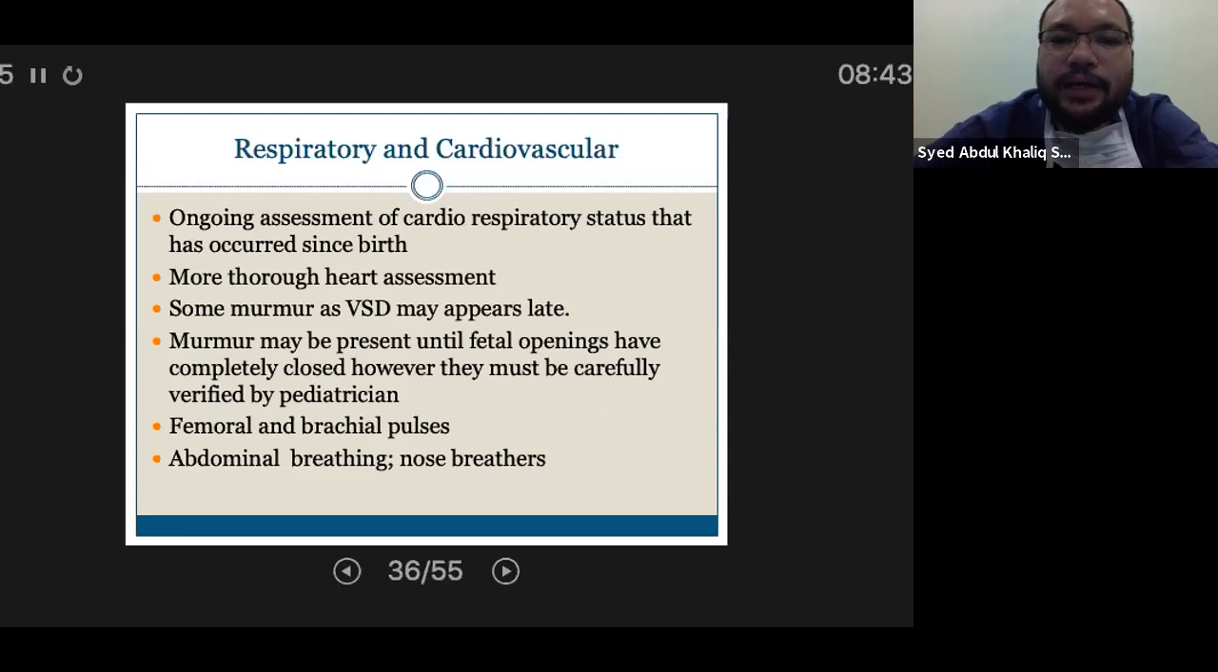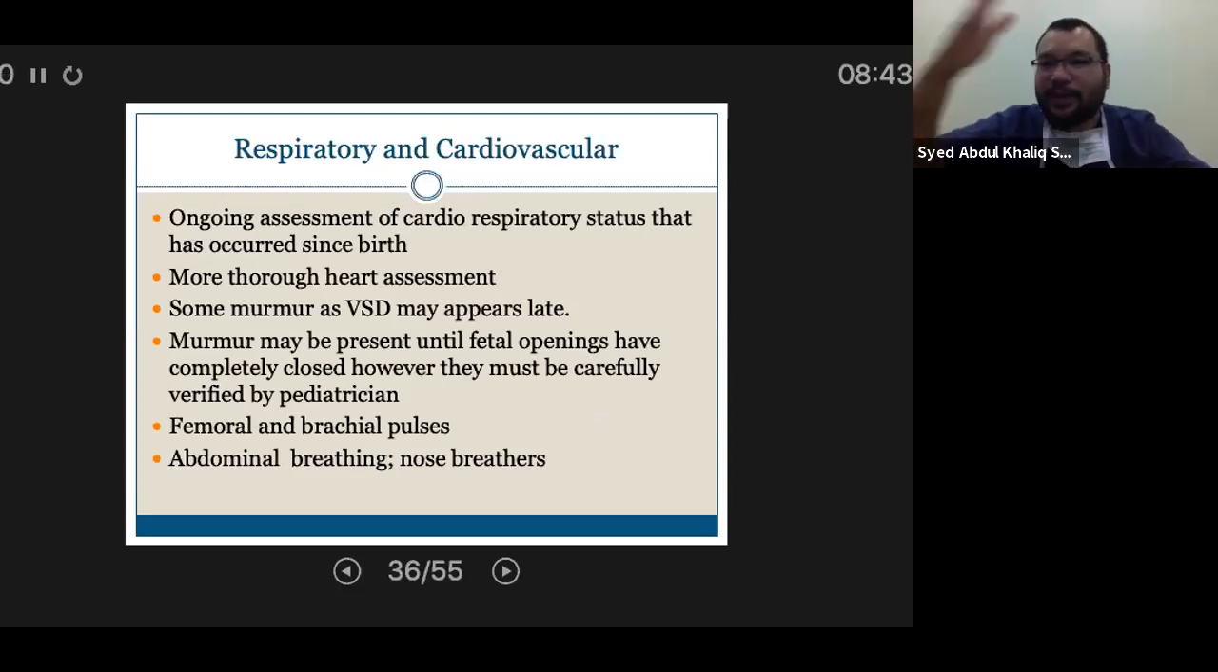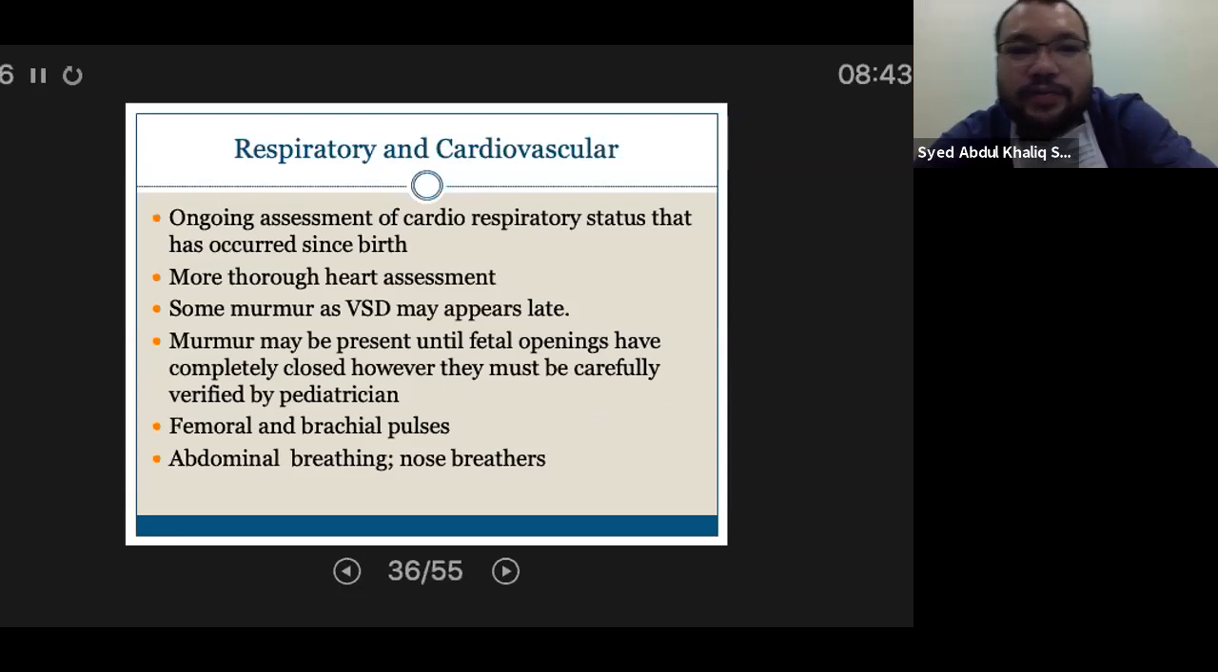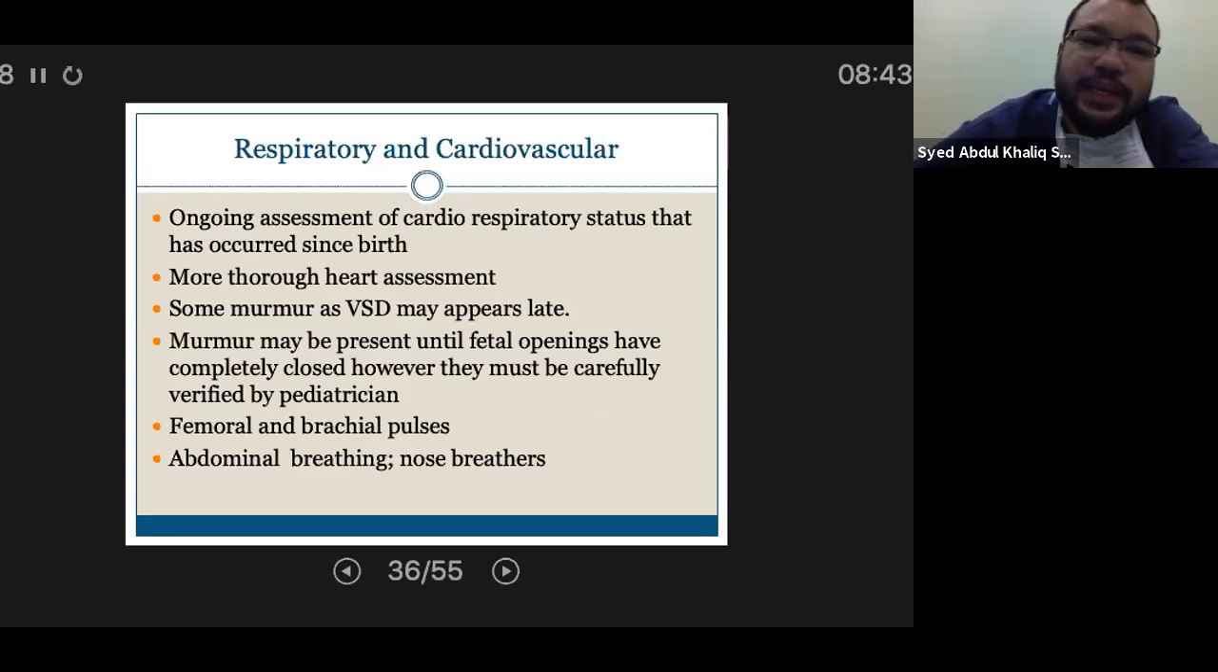And so basically it's a head to toe examination. You can start from the head and then go down. So for the head, you look for all the dysmorphism, and then after you settle that, you go to respiratory and cardiovascular. So you assess again.